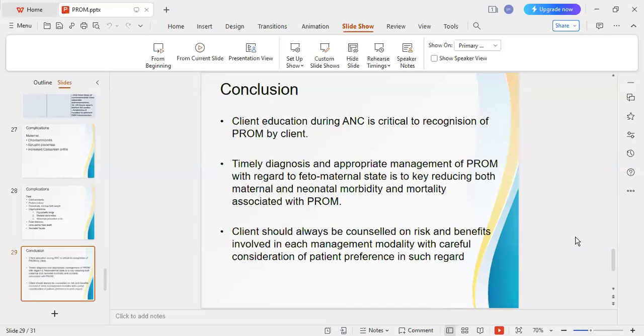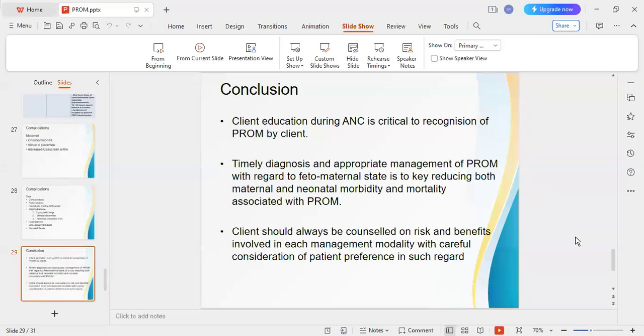To conclude our presentation, I think clients' education during ANC is very critical in the recognition of PROM by the client. Because if the client doesn't even know that what she's going through can possibly put her and her baby at risk, she will sit home with whatever leaking or fluid that she's having coming from her vagina. So it's very key to identify those with risk factors, educate them appropriately, so that even the client themselves can know that okay, this is something that I have to rush to the hospital, and this is what I need to do, and all of that.